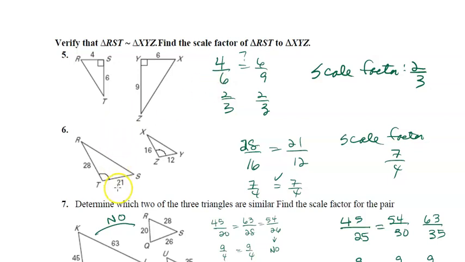Look at 6. Same setup. So these are both side angle side. The angles are the same. So is 28 over 16 equal to 21 over 12? And they are. So they both reduce to 7/4. I could also have done the cross products, but that would have been a lot of math, and make the same conclusion, that because they have the same scale factor, they are similar triangles.